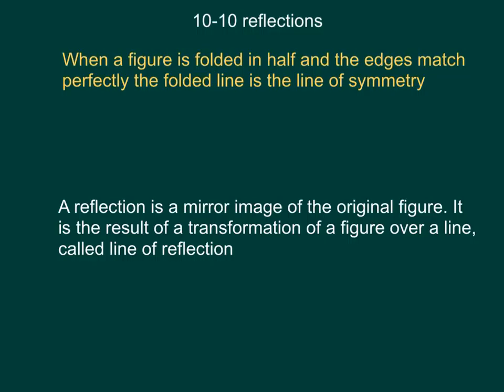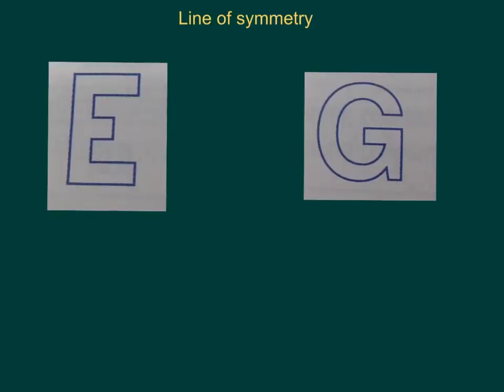A reflection is a mirrored image of an original figure. For example, if you've ever noticed that when you look in the mirror and see your reflection, it's reversed, it's opposite. It is the result of a transformation of a figure over a line called a line of reflection. So when something is mirrored or reflected, it's actually flipped over. We'll see some examples of these in just a moment.